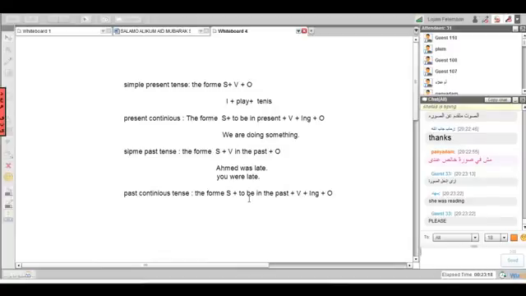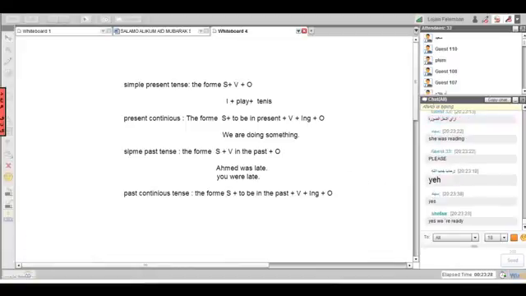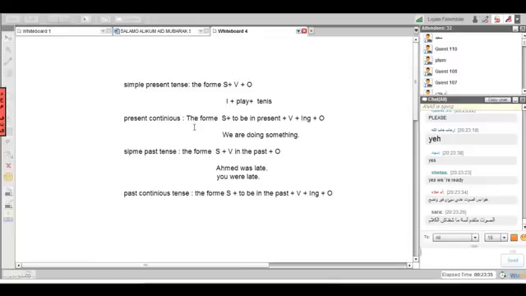Okay, she was cooking. That's it, accepted. I said, I'm so sorry. It's not present perfect, but past continuous. And it is written in here. As you see, this is it. Past continuous.